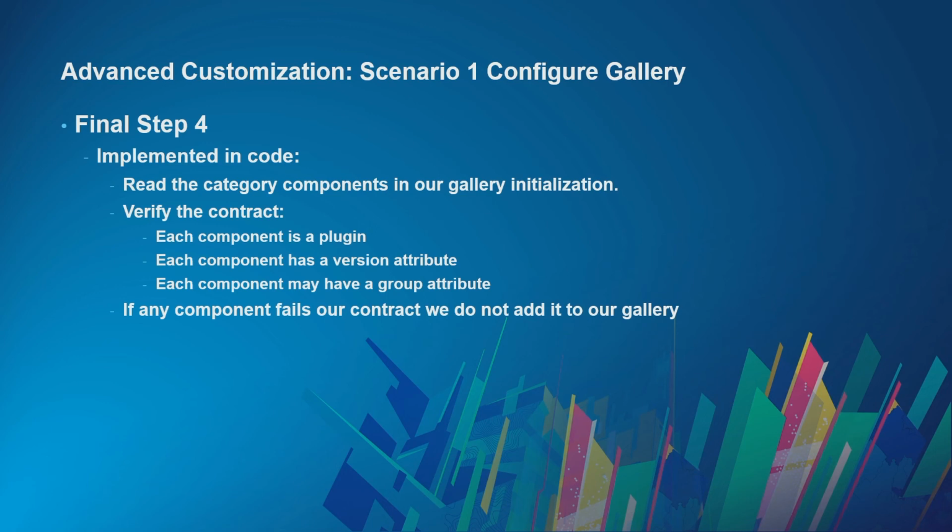So first, we verify our contract requirements. Is each component a plugin? And then we check if these components have a version attribute and if they optionally belong in a group. And if these contract requirements are met, we add our components to our gallery.